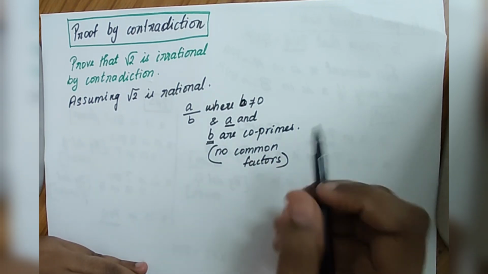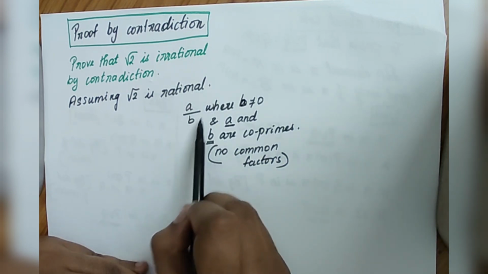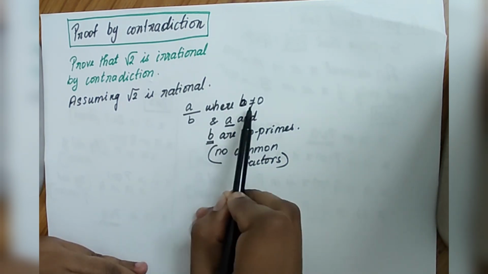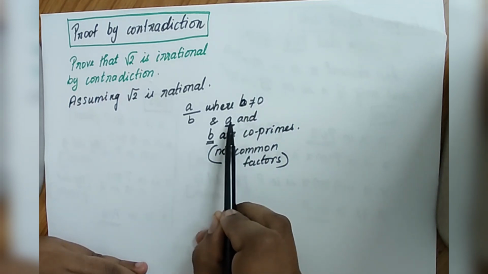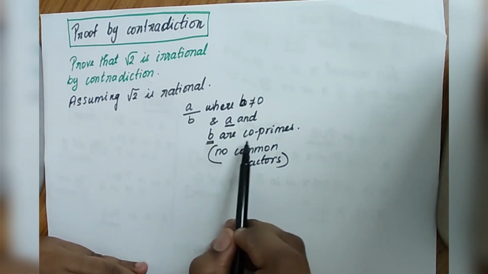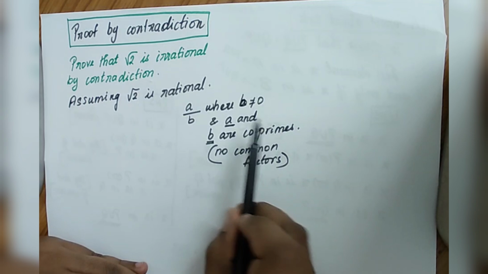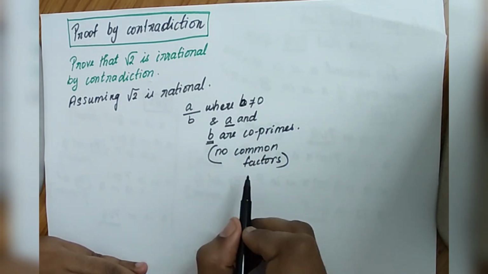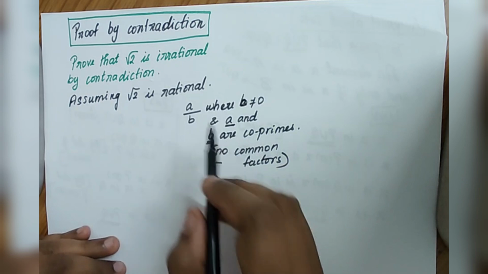So this is a rational number. What is a rational number? It is a real number in a fractional format, A by B, where the denominator is not equal to 0, and A and B are co-prime numbers. What is a co-prime number? A and B won't have any common factors except 1.